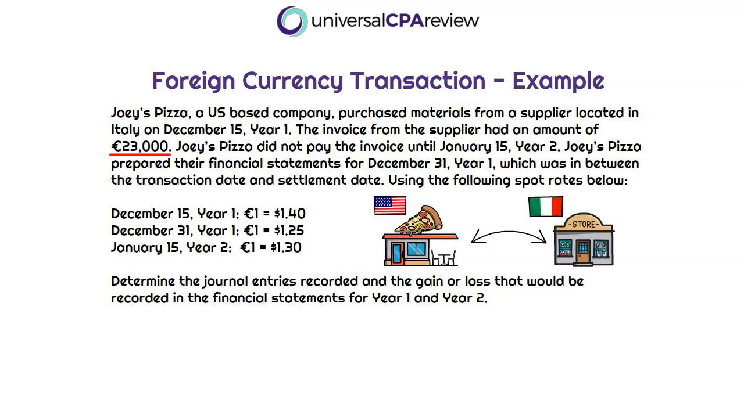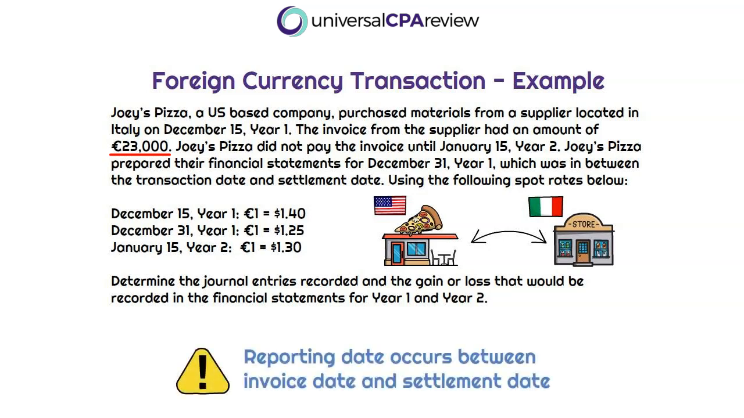But guess what? There's one more thing, and that's that we have a reporting date in between, and that's December 31, year one. Right, so what we're going to have to do is use these exchange rates to initially revalue the invoice in dollars when we record it, then revalue again at the reporting date, and then revalue again when the settlement occurs and Joey's Pizza actually makes the payment for that invoice, right? So we're going to go through 5 steps. We're going to look at the journal entries and the calculations.